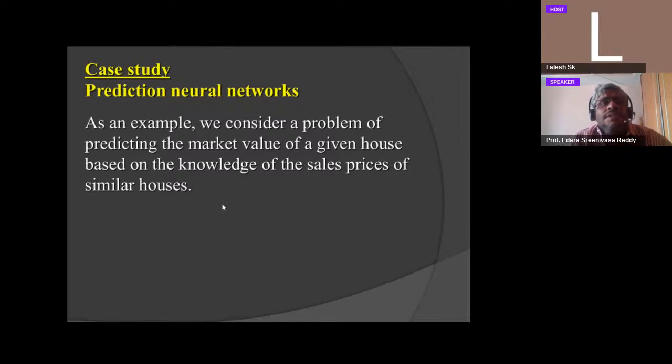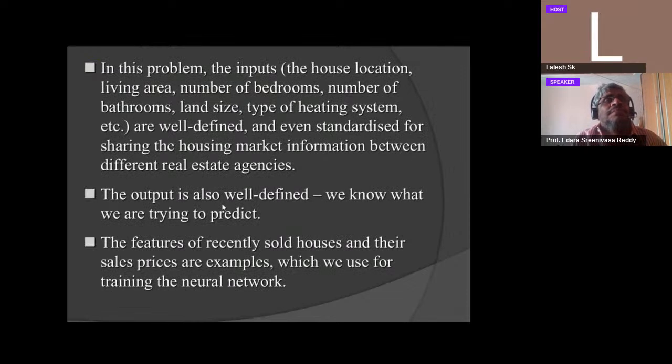Another example, another case study, is prediction: predicting market value, share prices, or house rents, or house values, etc. So here the inputs are the house location, living area, number of bedrooms, number of bathrooms, land, type of heating. There are a number of parameters when you are going to select a house for purchase or for rent. So you must define all these parameters.